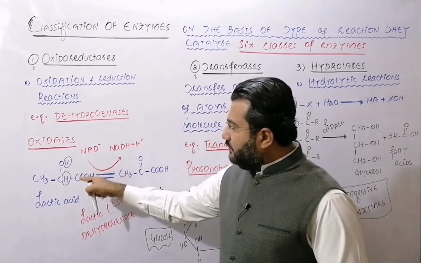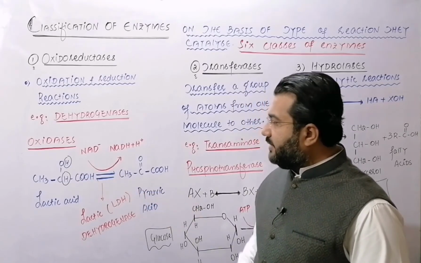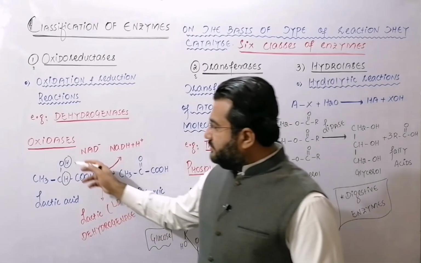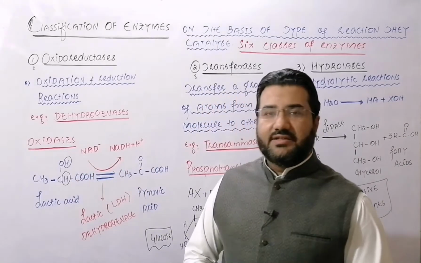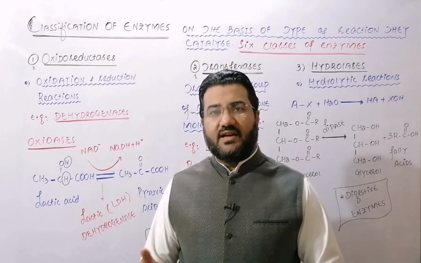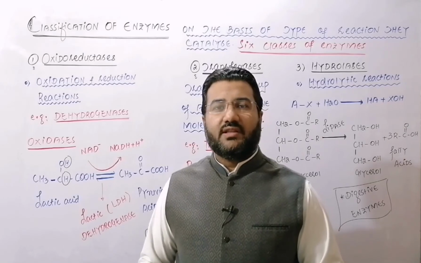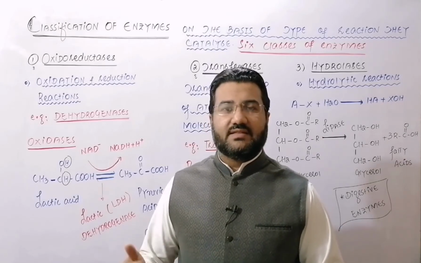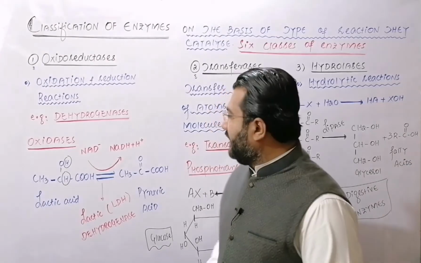And after the removal of these 2 hydrogens, it converts the lactic acid to the pyruvic acid. And these 2 hydrogens are used to change the NAD to NADH2. So this enzyme dehydrogenates lactic acid, and it is a very important enzyme because it plays a vital role in the production of energy in the cells. So it is found in the major organs of the body.